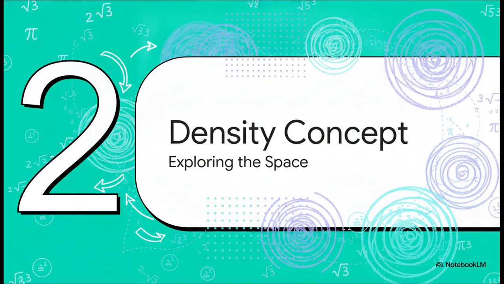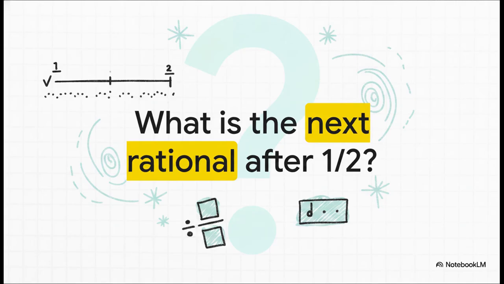Okay, Section 2, the mind-bending density concept, exploring the space between. Now, I want to challenge your intuition for a second. Think about this. What exactly is the next rational number after 1/2? Take a second to really think about it. Is it 2/3? Maybe 0.51? What is the immediate, absolute next step on that line?